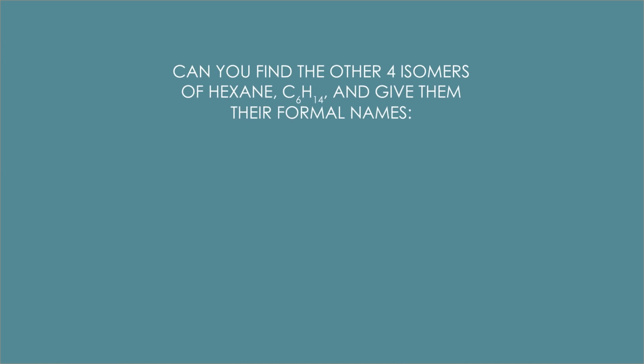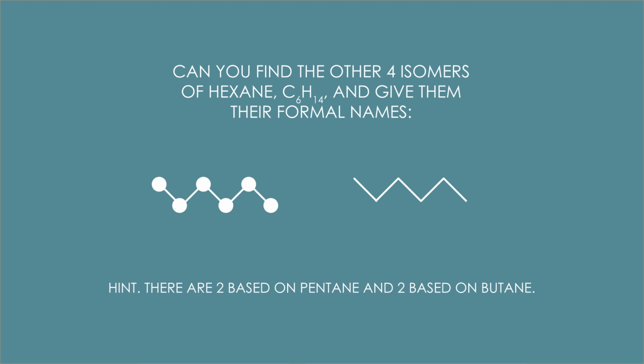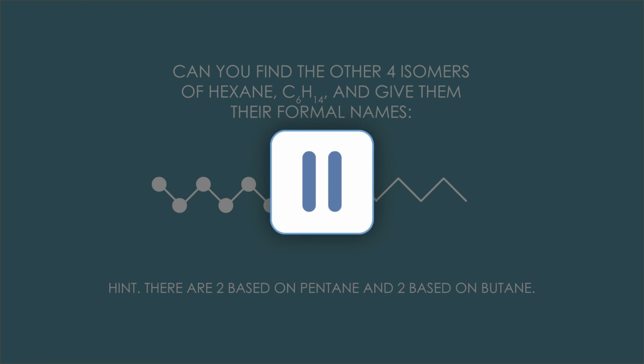So let's finish with a simpler example. Can you find the other 4 isomers of hexane, C6H14, and give them their formal names? I'll give you a hint. There are 2 based on pentane and 2 based on butane. Pause whilst you try to draw them out.